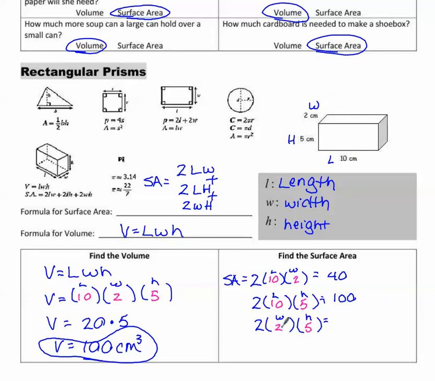2 times 2 is 4. 4 times 5 is 20. Now all I'm going to do is add those together. So 40 plus 100 is 140. 140 plus 20 is 160 centimeters.